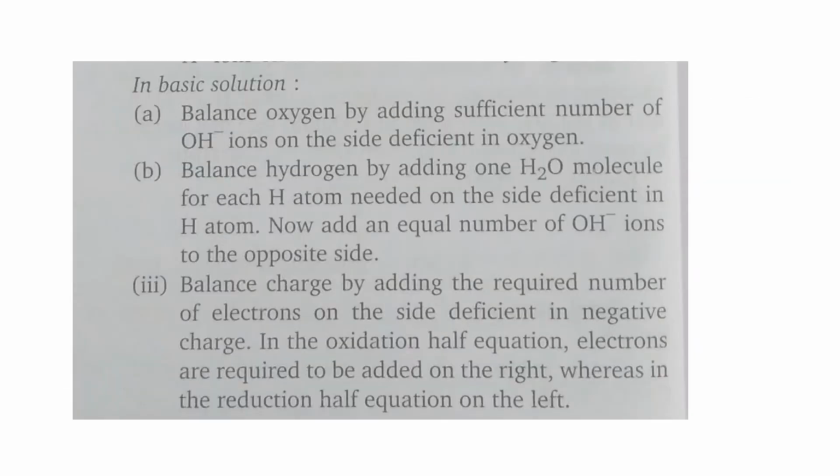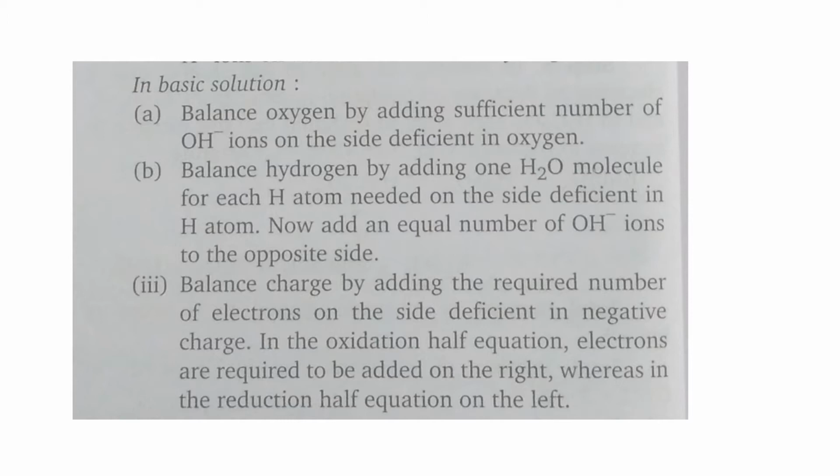Now, in basic solution, balance oxygen by adding a sufficient number of OH- ions on the side deficient in oxygen. Next, balance hydrogen by adding one H2O molecule for each hydrogen atom needed on the side deficient in hydrogen. Now add an equal number of OH- ions to the opposite side. Same as we were doing in the oxidation number method.